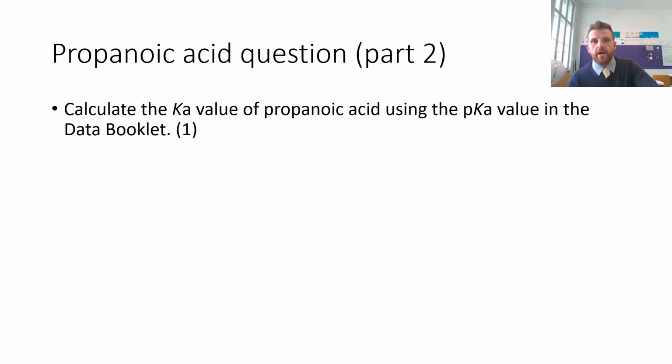Calculate the Ka of propanoic acid using the pKa value in the data booklet. I will be right back because I need to grab a data booklet. Okay, so in the data booklet it says pKa is equal to 4.87.